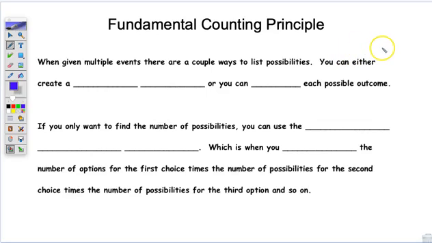Today's lesson is on the fundamental counting principle. When given multiple events, there are a couple of ways to list possibilities. You can either create a tree diagram, or you can count each possible outcome. If you only want to find the number of possibilities, you can use the fundamental counting principle.